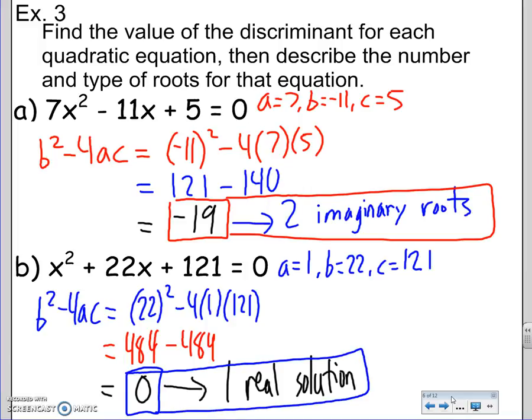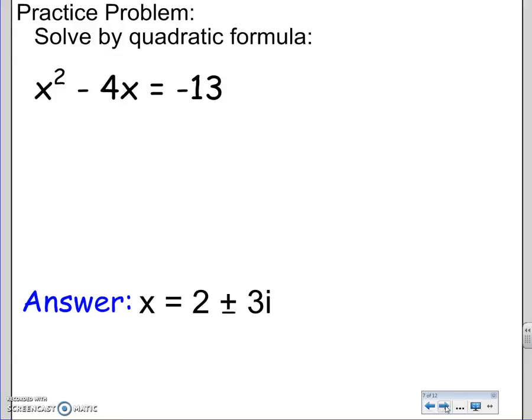And that is it. So I'll leave you out with this practice problem. Solve that by using the quadratic formula. You should get that answer, 2 plus or minus 3i. And if you can do that, you should be fine for the quiz in class.